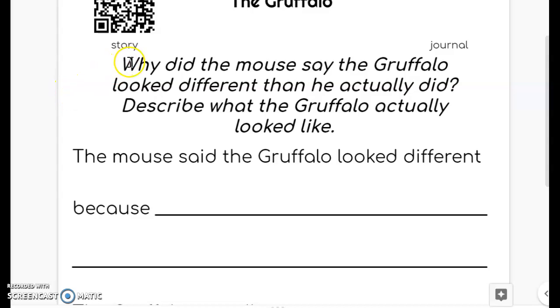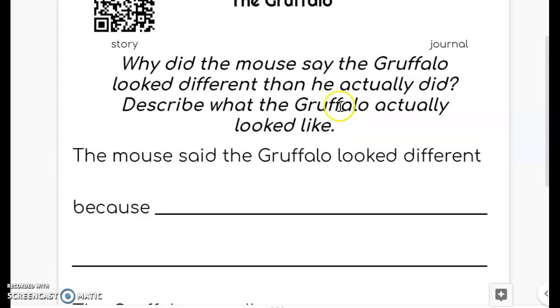Your prompt says, why did the mouse say the Gruffalo looked different than he actually did? And then, describe what the Gruffalo actually looks like.